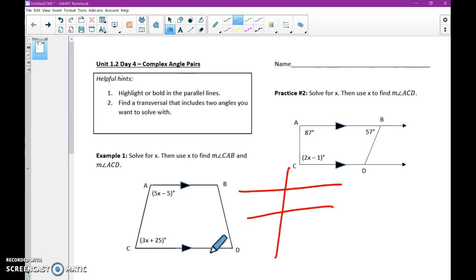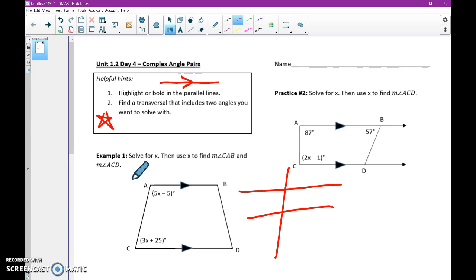A couple things to think about first of all, some helpful hints for this lesson. When you're dealing with shapes, you really want to get it back to this kind of picture. This is what we're used to. This is where we know our angle pairs. So let's try and replicate that in the shapes. So I suggest highlighting or bolding in the parallel lines first. You know that they're parallel lines when you see these little arrows on them like that.